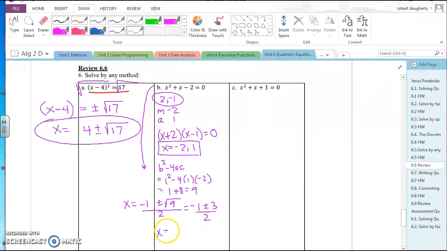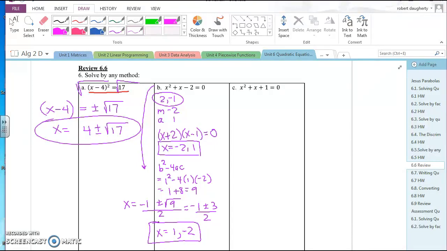-1 plus 3, that's going to be 2. So 2 over 2 is 1. -1 minus 3 is -4. -4 divided by 2 is -2. So without too much work, you can get to the correct answer both ways on that one.